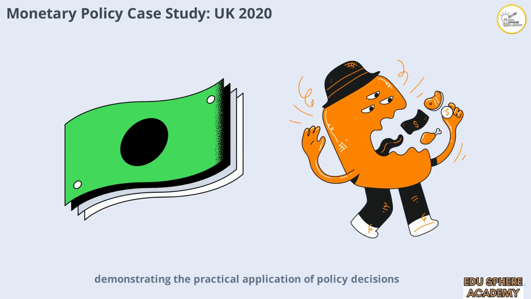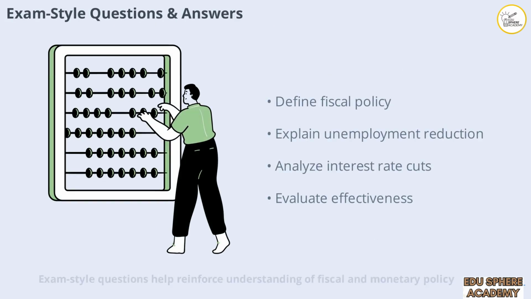Exam-style questions help reinforce understanding of fiscal and monetary policy. For example, defining fiscal policy, explaining how government spending reduces unemployment, analyzing the impact of interest rate cuts on consumer spending, and evaluating the effectiveness of monetary policy in controlling inflation. Practicing these questions prepares students for exams and deepens their grasp of economic concepts.